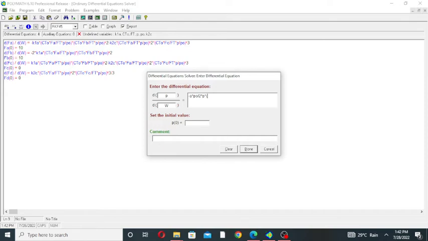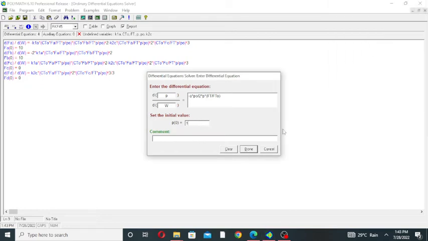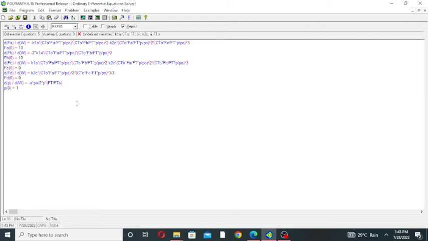So Ft is the total flow rate of all components at any time in the PBR, and Ft naught is the initial total molar flow rate of components A and B, which are entering the packed bed reactor. And the P naught value is 1. Suppose it is 1. I am writing it. Click on done. So these are the 5 equations.